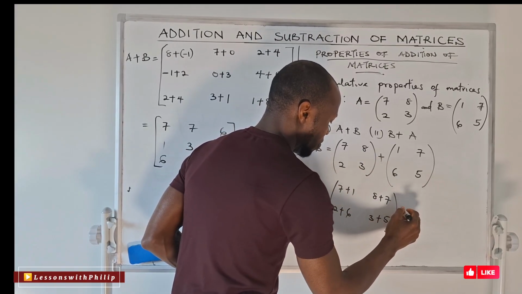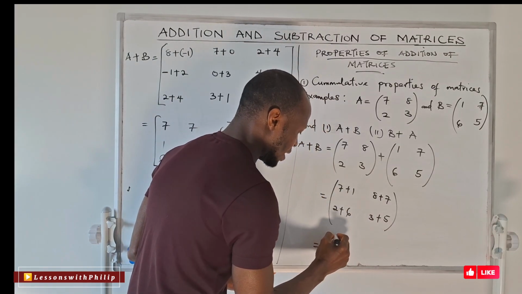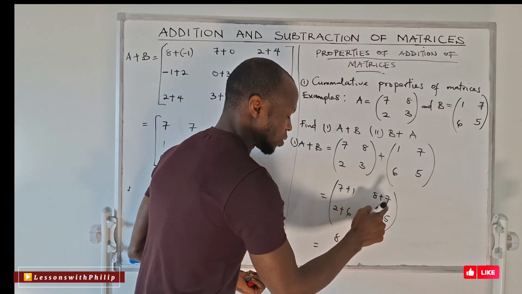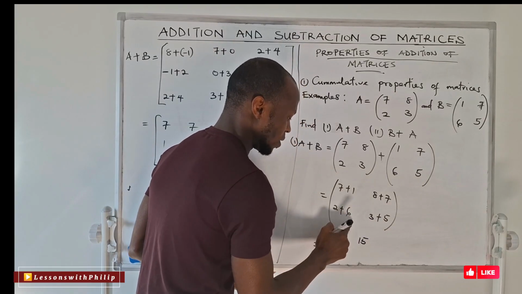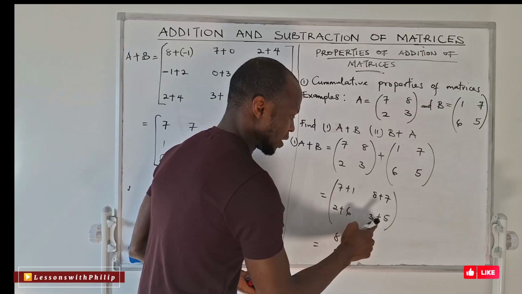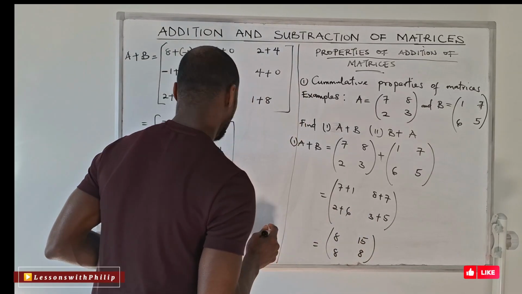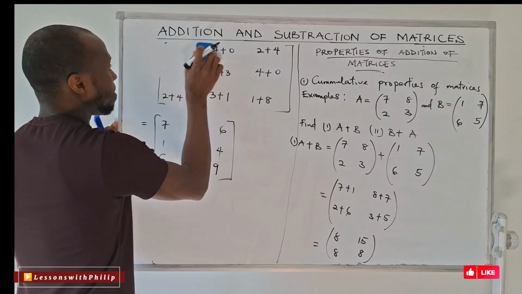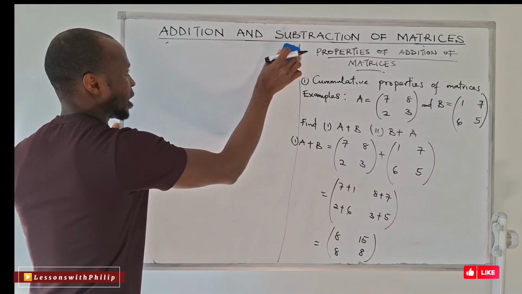And that will be equal to 7 plus 1 is 8. 8 plus 7 will be what? That is 15. 2 plus 6 is 8. And 3 plus 5 is also 8. Okay? Now, let's add the second.